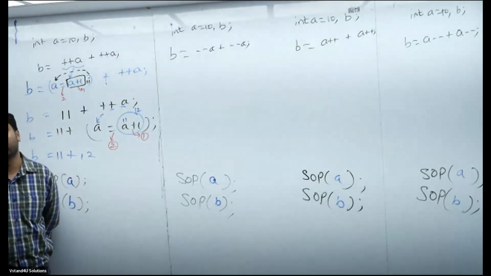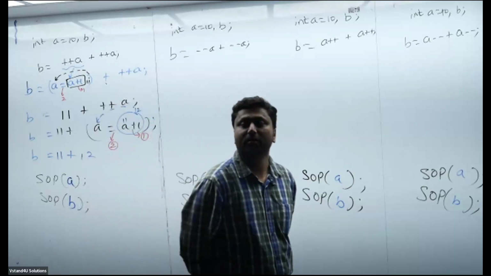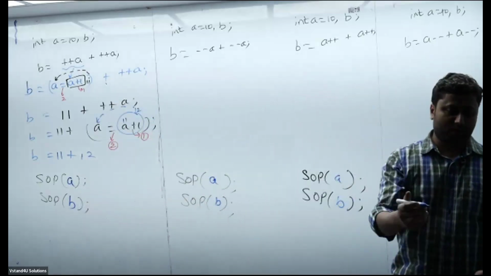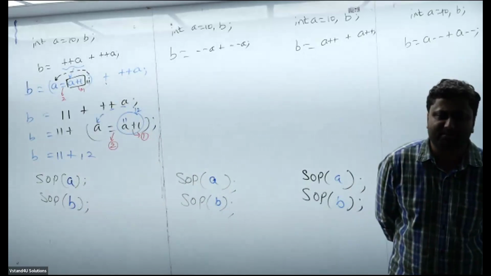Calculate it, brother. Tell me how 20 came: 11 plus 12, 20. Huge round of applause for all of you champions. 11 plus 12 becomes 20, sir.